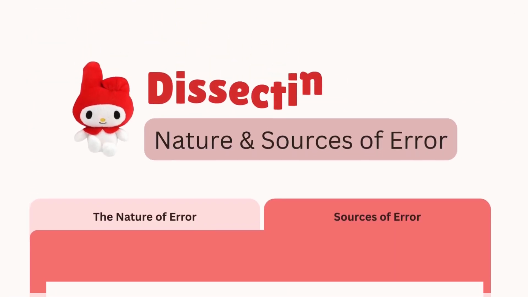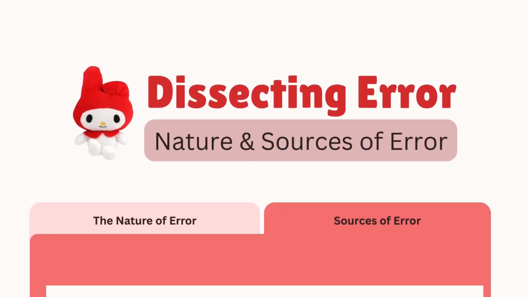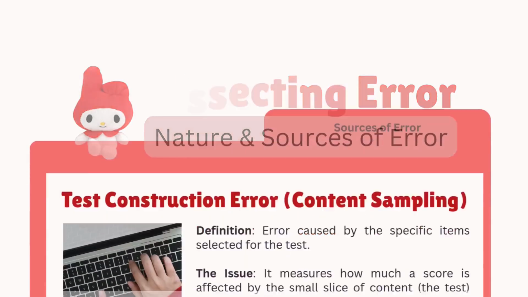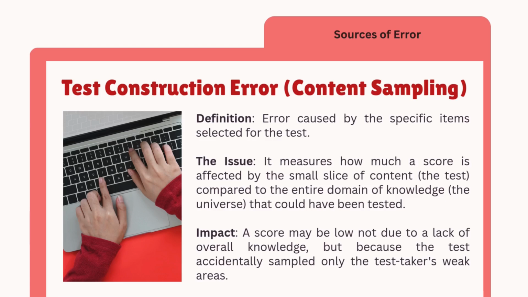So now that we know the two types of error, let's explore the specific places where this error creeps into the testing process, known as the sources of error variance. Basically, where did all of these errors that we just talked about come from? So let's first start with test construction error. This is also known as item sampling or content sampling.